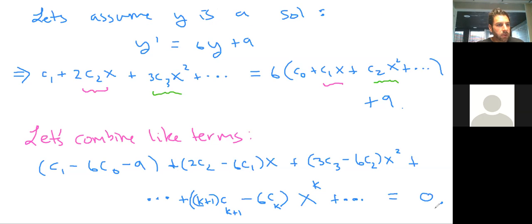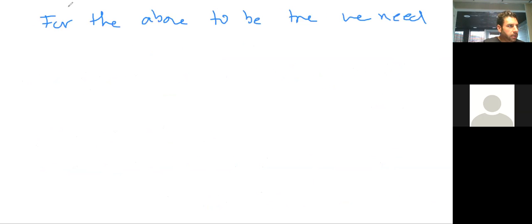So for the above to be true, here's what we need. Let's do them one at a time. The first thing we need is c1 minus 6c0 minus 9. So we need c1 minus 6c0 minus 9 to be equal to 0. That's the first thing we need.